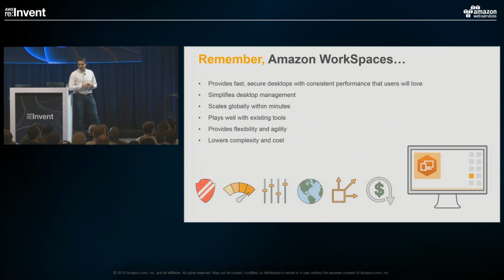Time for a recap. Remember, Amazon WorkSpaces provides fast, secure desktops that offer consistent performance that users will love. It simplifies desktop management at global scale. You can centrally manage and monitor these WorkSpaces using CloudWatch and our APIs, and you no longer have to worry about where that rogue laptop is, why it's offline, and what to do when it comes online to mitigate any security risk it brings. We talked about scaling globally within minutes. You create custom images, you have profiles of hardware bundles, and you can deploy that to your users quickly.